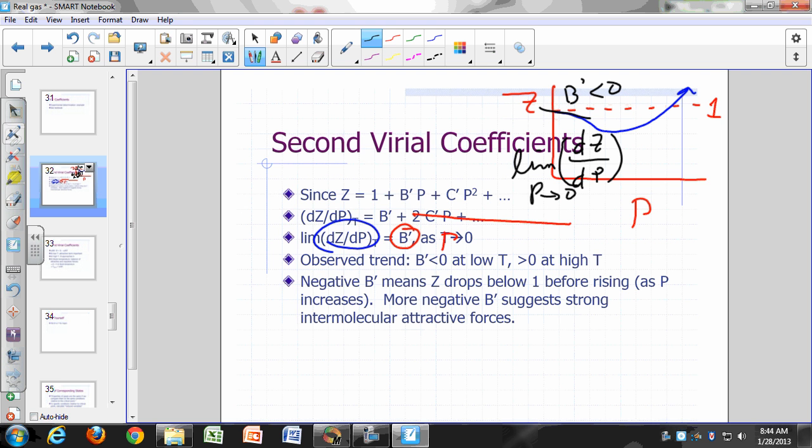So the observed trend in B prime values is it's negative at low temperatures and eventually it becomes positive at high temperatures. So you have a series of isotherms. Low temperature isotherms would have a negative B prime, and very high temperature isotherms would have a positive B prime. A negative B prime simply means that your Z drops below 1 before it rises. The more negative the B prime is at a given temperature, that means it dips more, right? And the interpretation of that at the molecular level is you have stronger intermolecular forces.